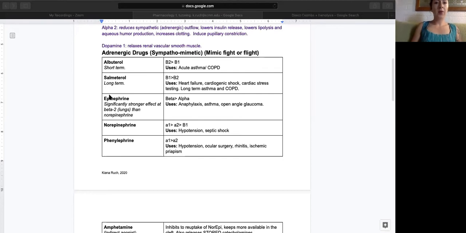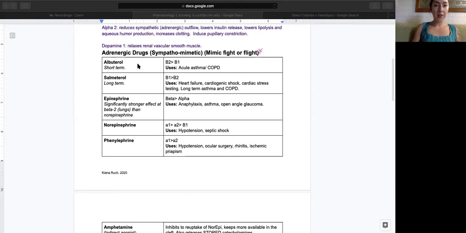Albuterol. Albuterol is an adrenergic drug. It is sympathomimetic. If we break down sympathomimetic, what does that mean? Mimetic. Oh, it's mimicking the sympathetic nervous system. So it's mimicking a fight or flight response. That helps me anyways.